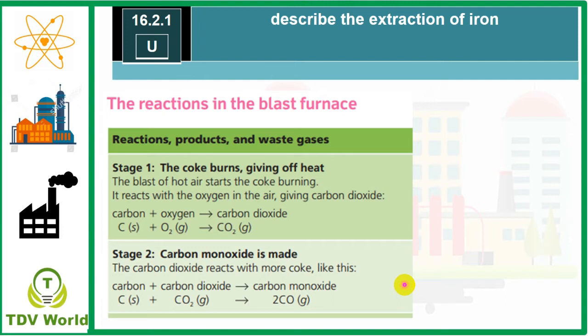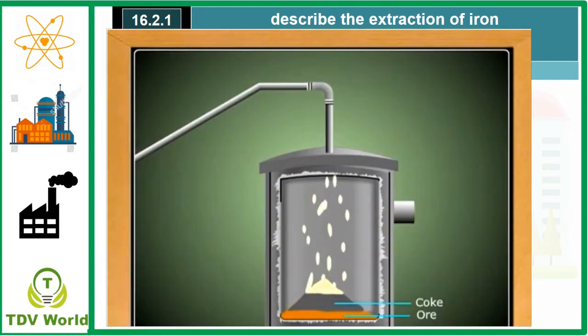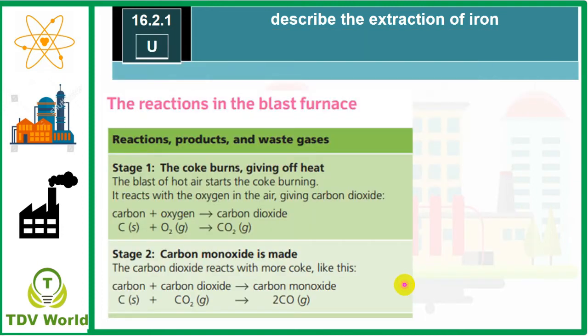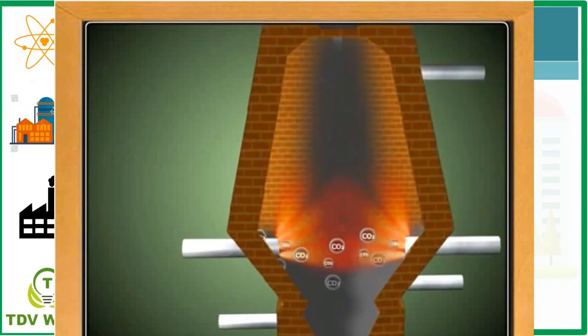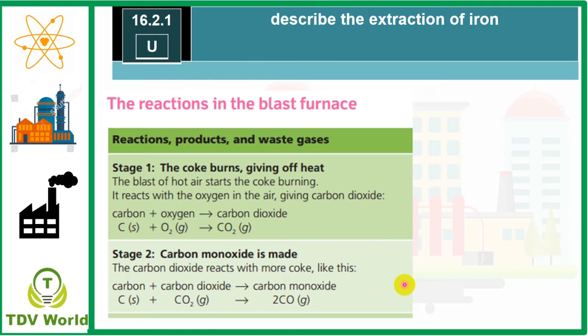The first stage that is going to happen: the coke burns. As I already told you, you have got coke, limestone, and iron ore, and specifically you have got hematite in iron ore. So the first stage is the coke burns, giving off heat. The coke which you have put into the blast furnace is going to burn, and that will give you heat. The blast of hot air starts the coke burning.